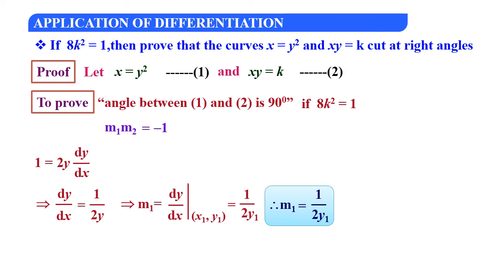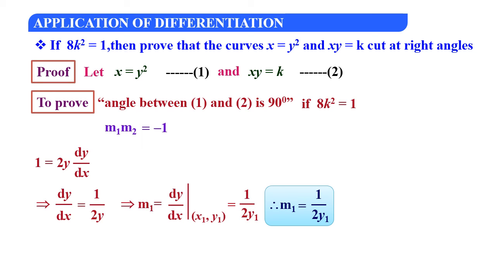See, this is one of the important problems. If 8k square equal to 1, then prove that the two curves cut at right angles. Two curves cut at right angles, in the sense what? You are supposed to prove dy by dx 1 into dy by dx 2 equal to minus 1. So in the sense what? The two curves cut at right angles.